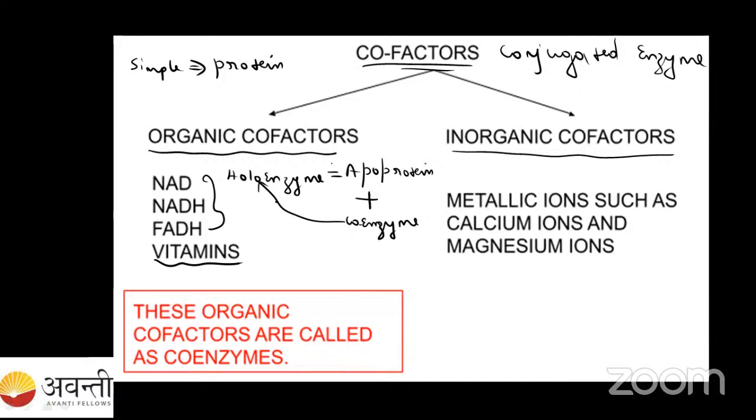Here the coenzyme is made up of only organic compounds, that is the vitamins, NADH, FADH. Just remember that: vitamin. Then coming to the inorganic cofactors, it may be metallic ions. So the holoenzyme has two parts, right? One is the apoprotein part.